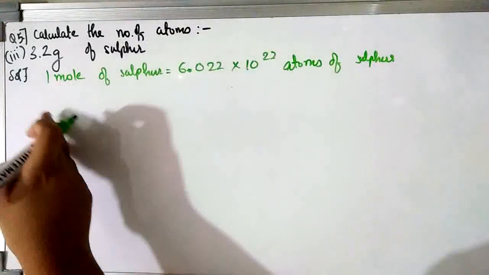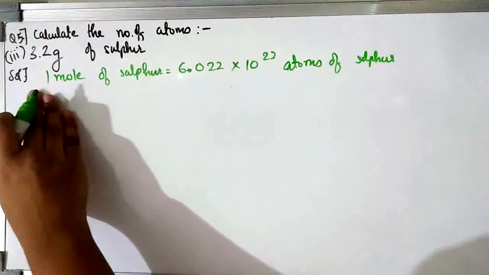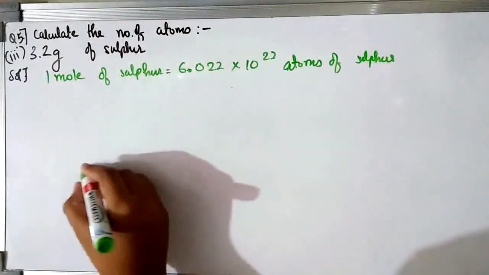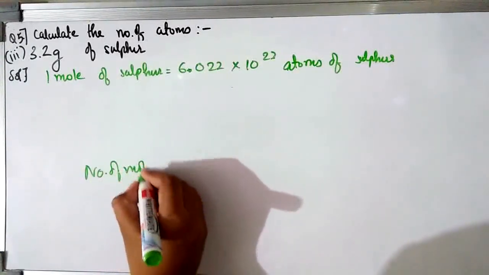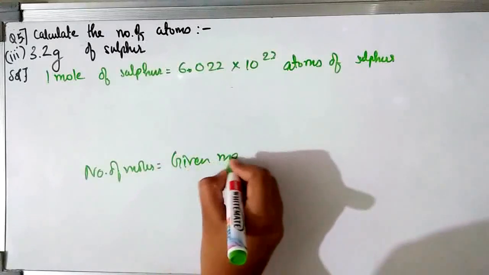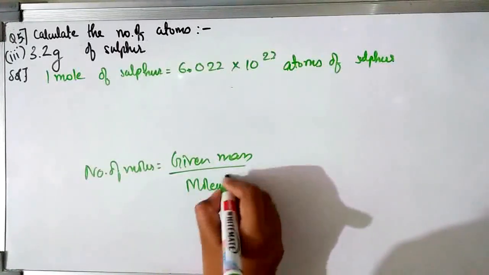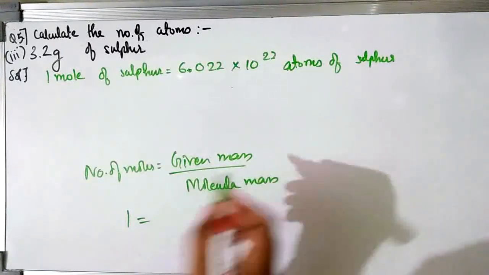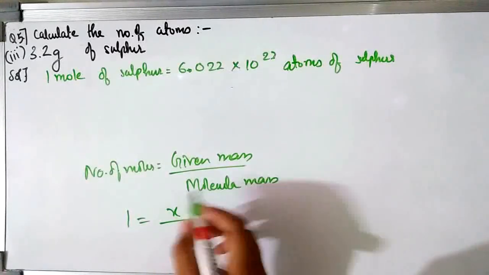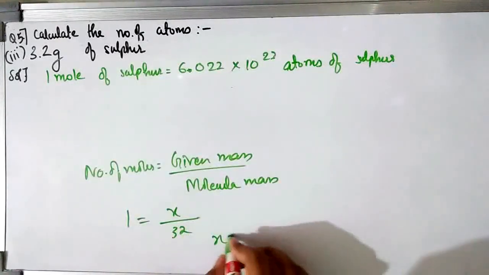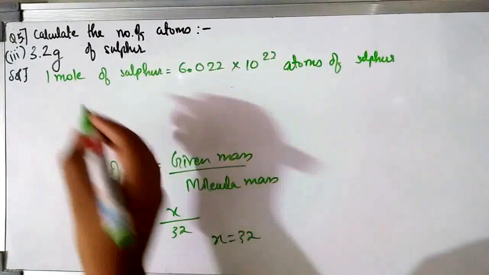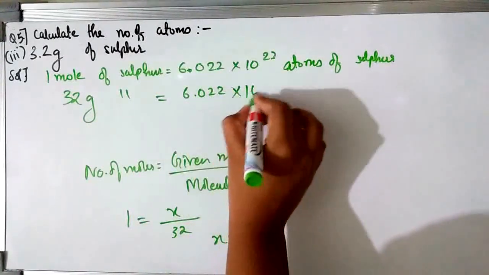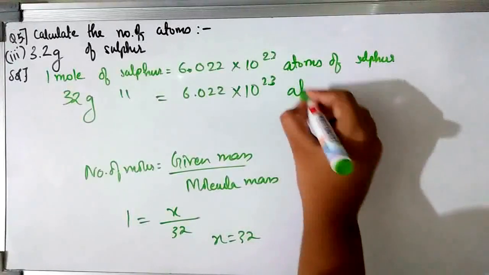Now what if we change this mole into mass? Okay, what will be the mass of 1 mole of sulfur? Now let's find the mass of 1 mole of sulfur. Now we know this formula, that number of moles is equal to given mass upon molecular mass. Now when we have 1 mole of sulfur, we need to find the mass, how much mass will be present if the molecular mass or the atomic mass of sulfur is 32. So X will be equal to 32, that is 32 will be the mass. Okay, so 32 gram of sulfur will have these many particles, these many atoms of sulfur.